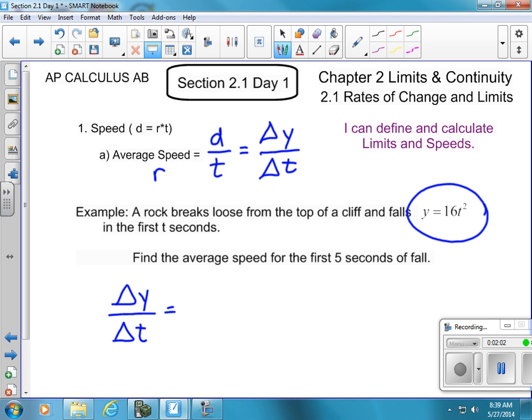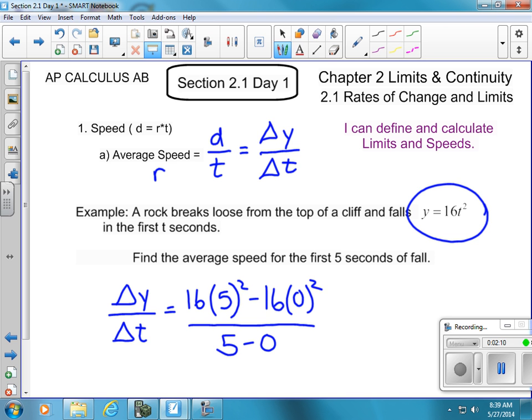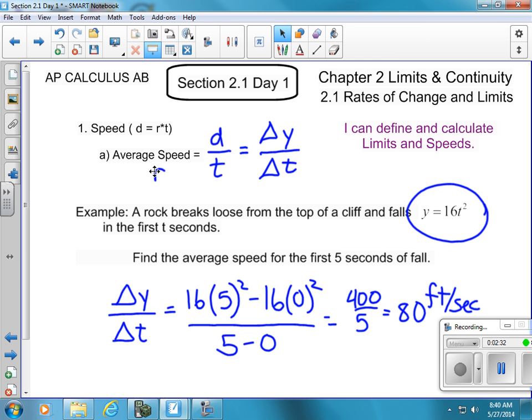Well, the change in y is 16(5) squared minus 16(0) squared, over the time at the end minus the time at the beginning. So if we calculate that, we get 400 over 5, or 80. And we'll call that feet per second.